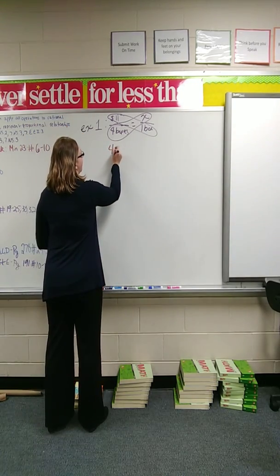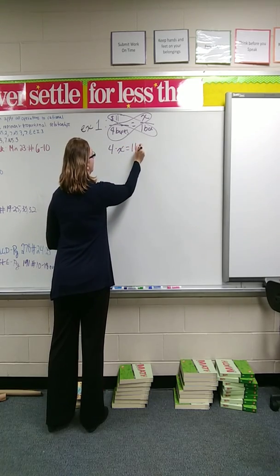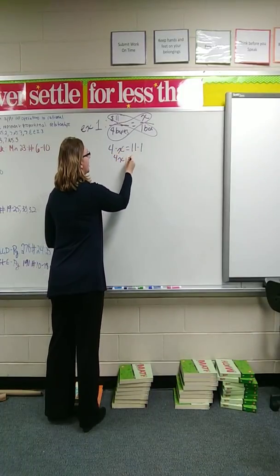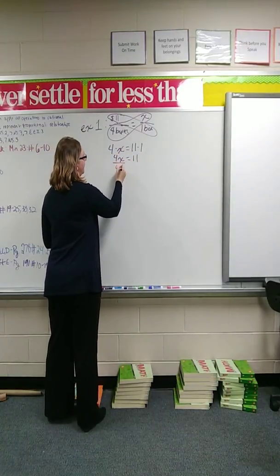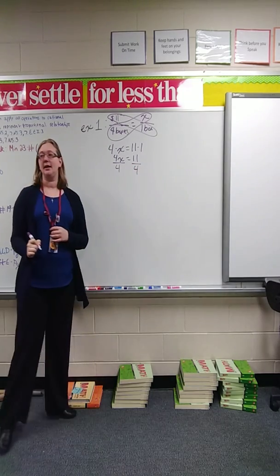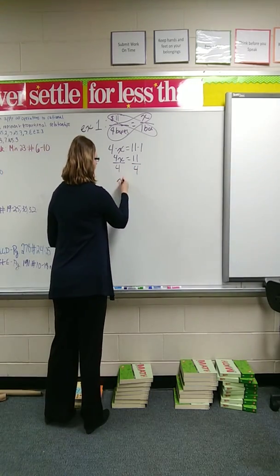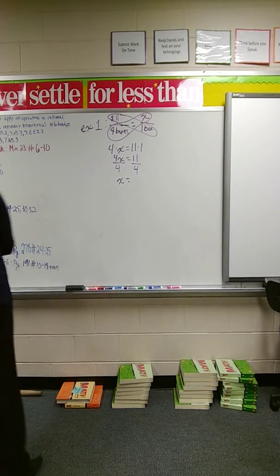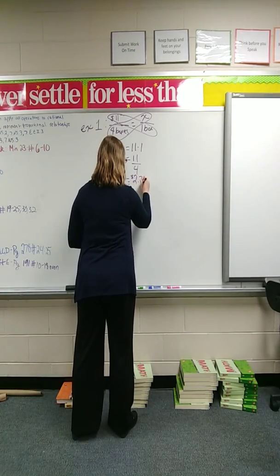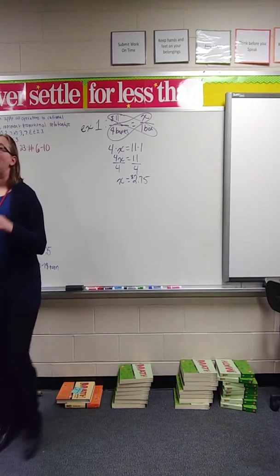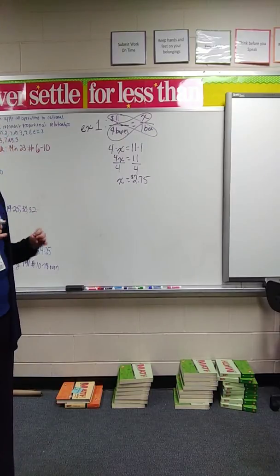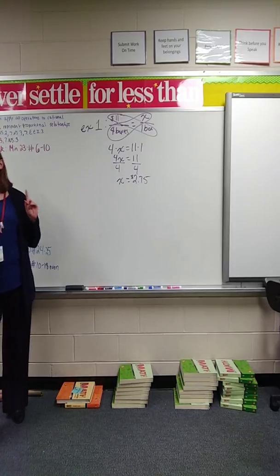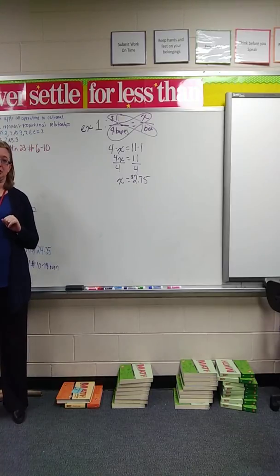So, that means that we have 4 times x equaling 11 times 1. 4 times x is 4x. That equals 11. Divide by 4, because that is the number that is attached to my variable. And x is equal to, I'm cheating, 2.75. Okay? So that means that we are paying $2.75 per box of cereal. I don't know what size box of cereal that is, but if it's a big one, I would love to get that price at my grocery store.